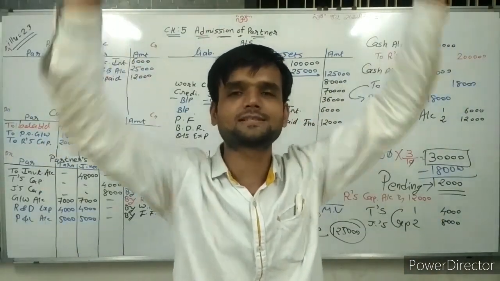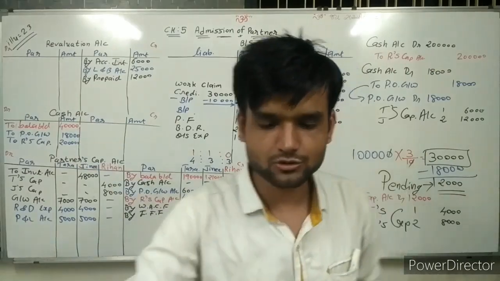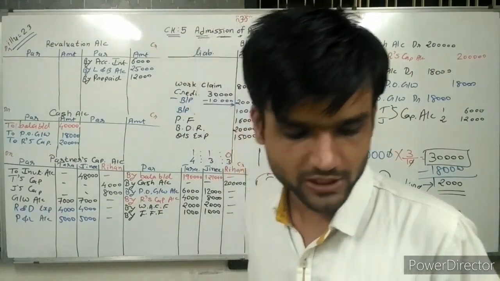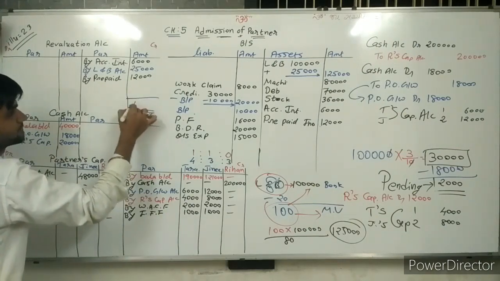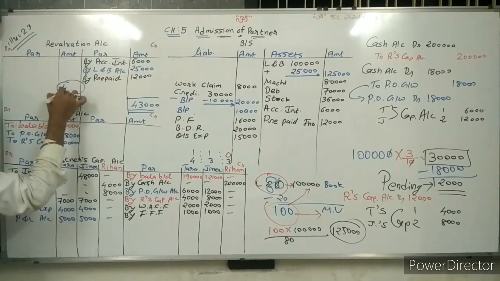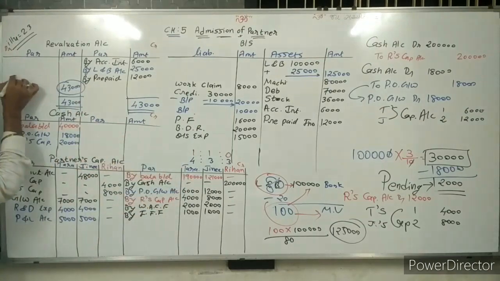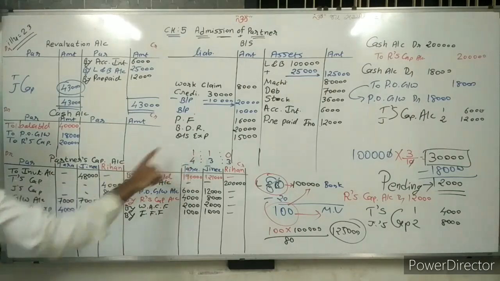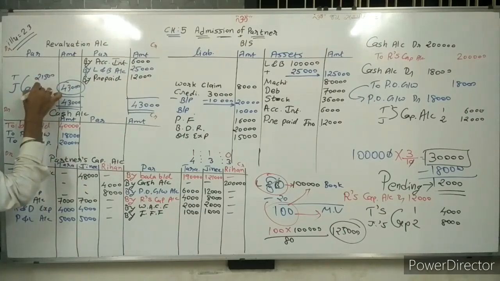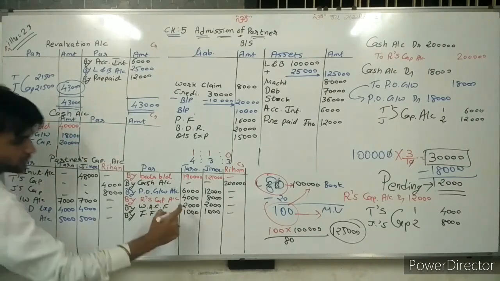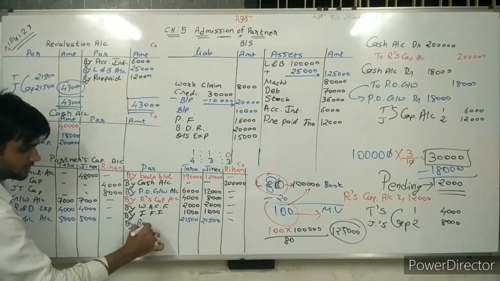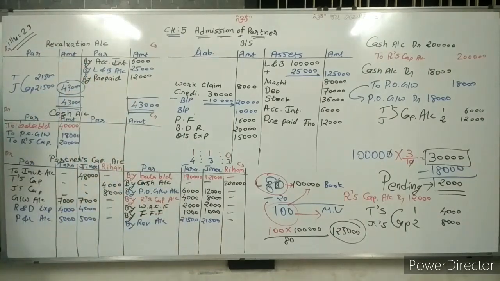Now only closing of the accounts is remaining. First, checking it. 6,000, 25,000 and 12,000 are given. Total of this is 43,000. Write it down here also. Balance 43,000 is distributed among Tarana and Jinisha capital accounts equally, so 21,500 each. It is transferred from the revaluation account.